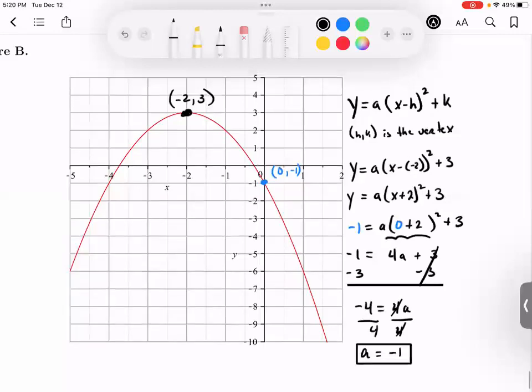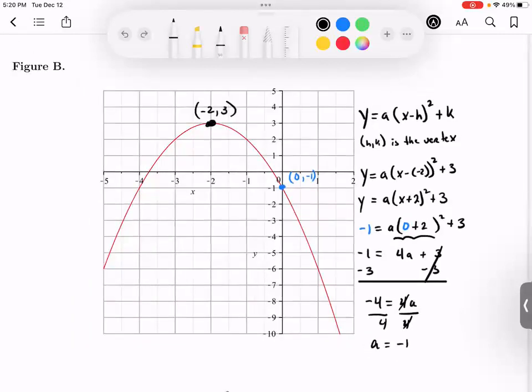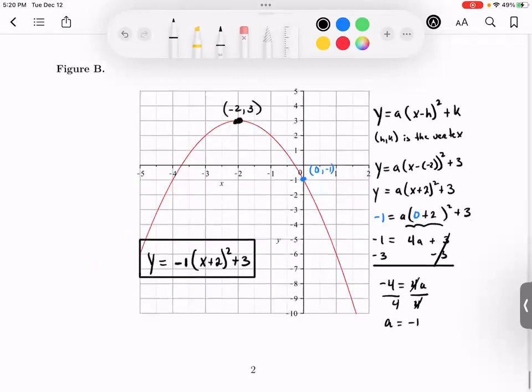So since a is equal to -1, I shouldn't say that's my final answer, but your final answer now would be y equals -1 times (x plus 2) squared plus 3. And that's how you write the equation of the parabola. So this was problem number 9. Any questions?